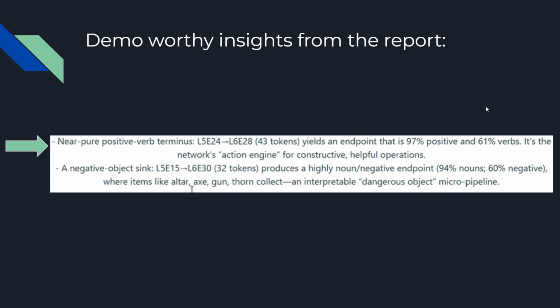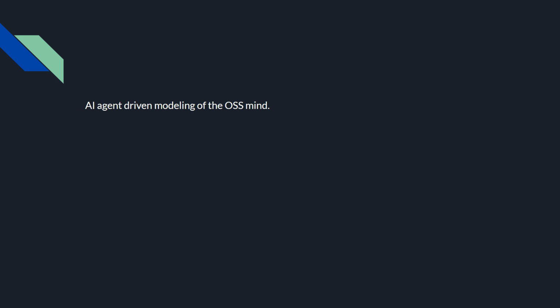And here are a couple of insights from the report that I found were interesting. We have this positive verb terminal with 97% positive and 61% verbs. It's helpful operations, and a negative object sink, 94% nouns, 60% negative, like a dangerous object micropipeline, as the large language model seems to think it is.